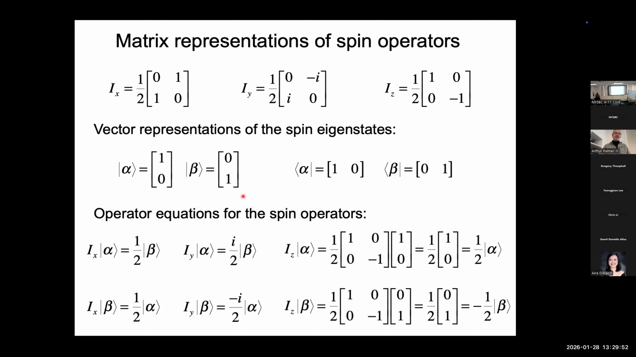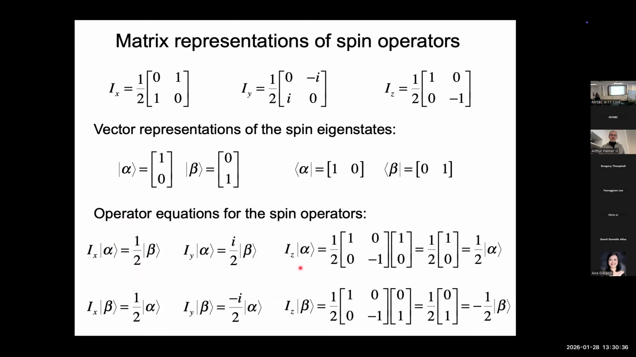And here are the representations of the eigenstates, and they're just column vectors. And the conjugates are the corresponding row vectors. And if you had taken a quantum mechanics class at some point, when spin angular momentum was talked about, you would have been told something like the IX operator acting on the alpha state gives back 1/2 of the beta state. But we, of course, can just work these out with these matrices by just doing matrix algebra.